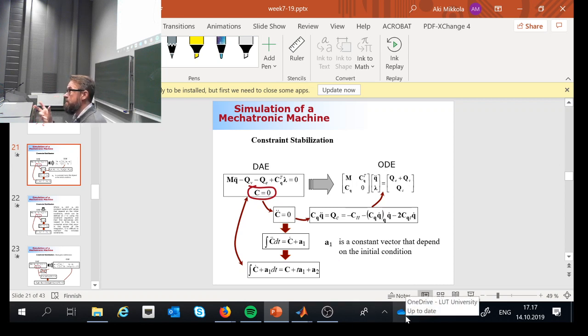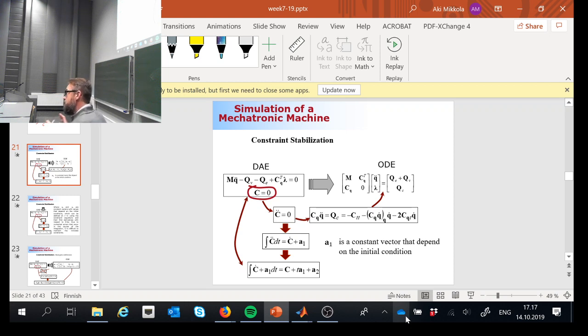Half an hour, 45 minutes, we're going to look at the summary. We're going to summarize everything you must know prior to the midterm exam. But prior to that, let's look at a few more details related to this constraint stabilization.